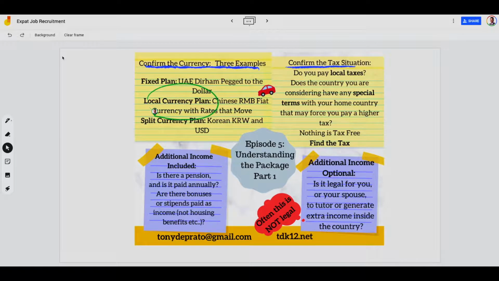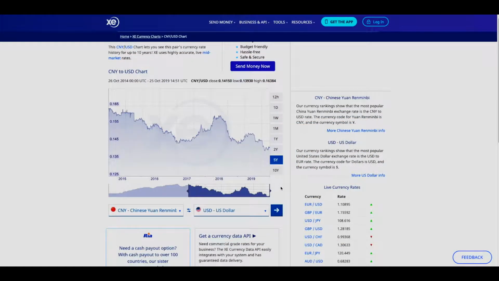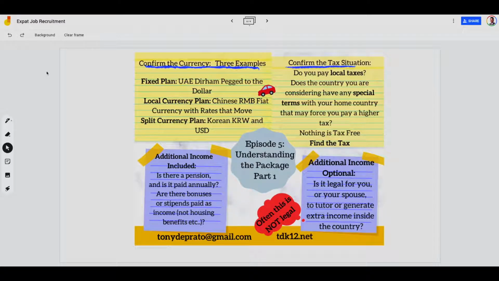Next, we have the local currency plan. It is very common for many schools in China to pay you in Chinese renminbi. Renminbi is a fiat currency with rates that move. That just means it is a normal currency, it's not pegged to anything, and it is subject to multiple factors within the market. There was one point when I was working in China where I was losing around 8% in a year because of currency fluctuation compared to 2 years before. At the same time, I had some friends whose home currency was the British pound. They had gained like 12%. They were literally able to pay off mortgages faster than they planned because of the fluctuation.